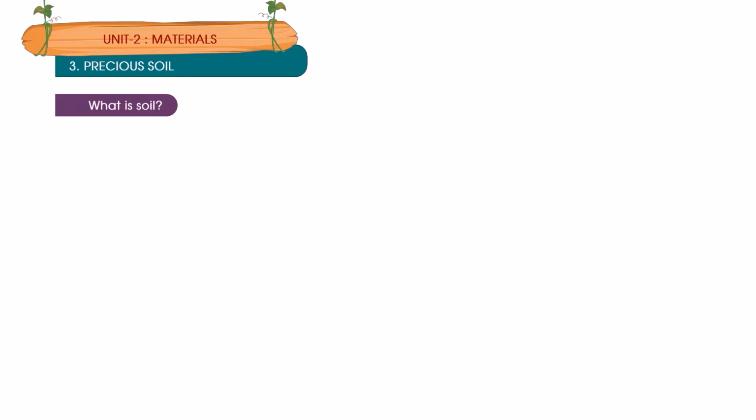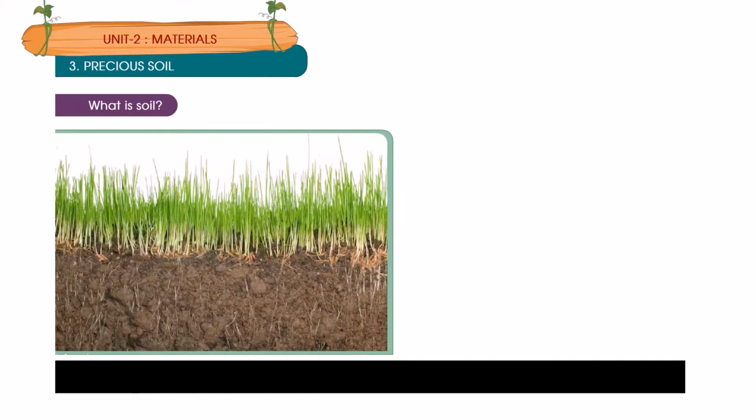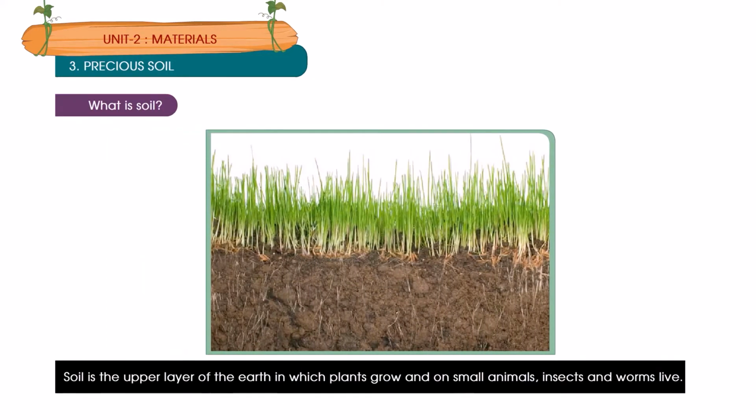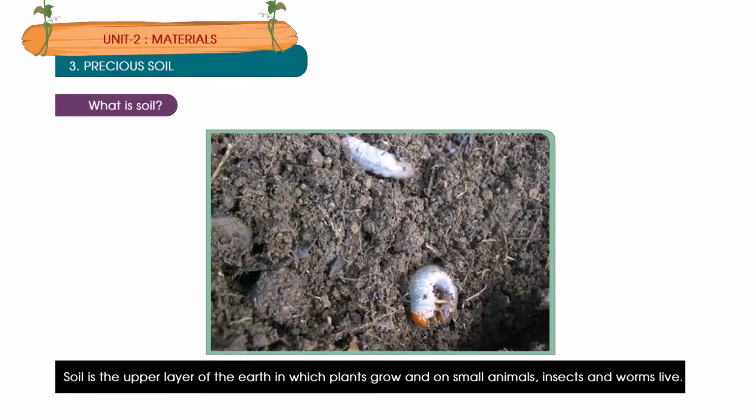What is soil? Soil is the upper layer of the earth in which plants grow and in which small animals, insects, and worms live.